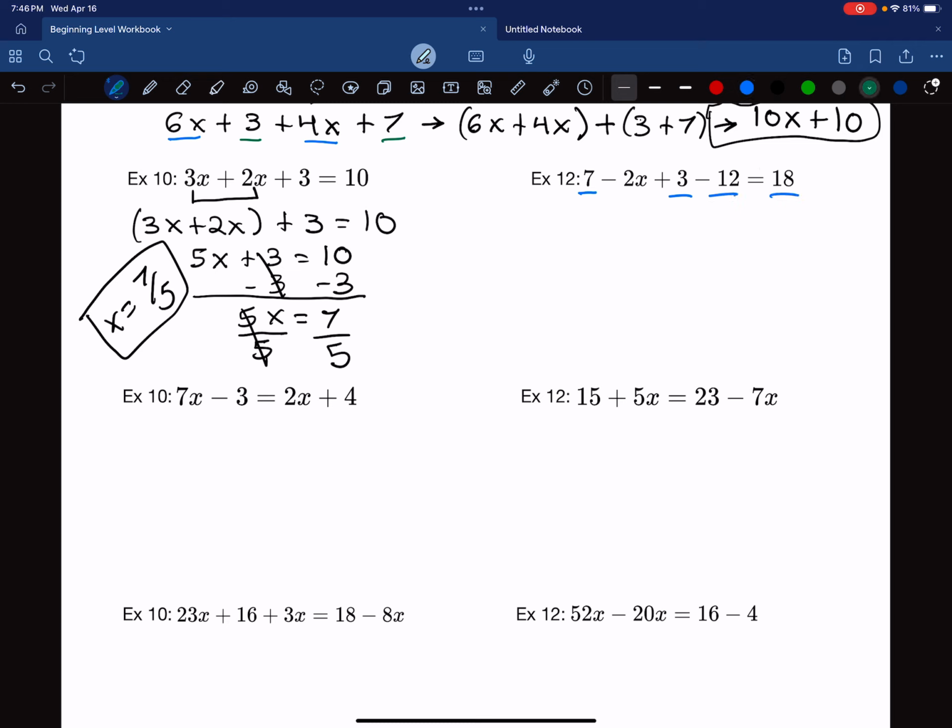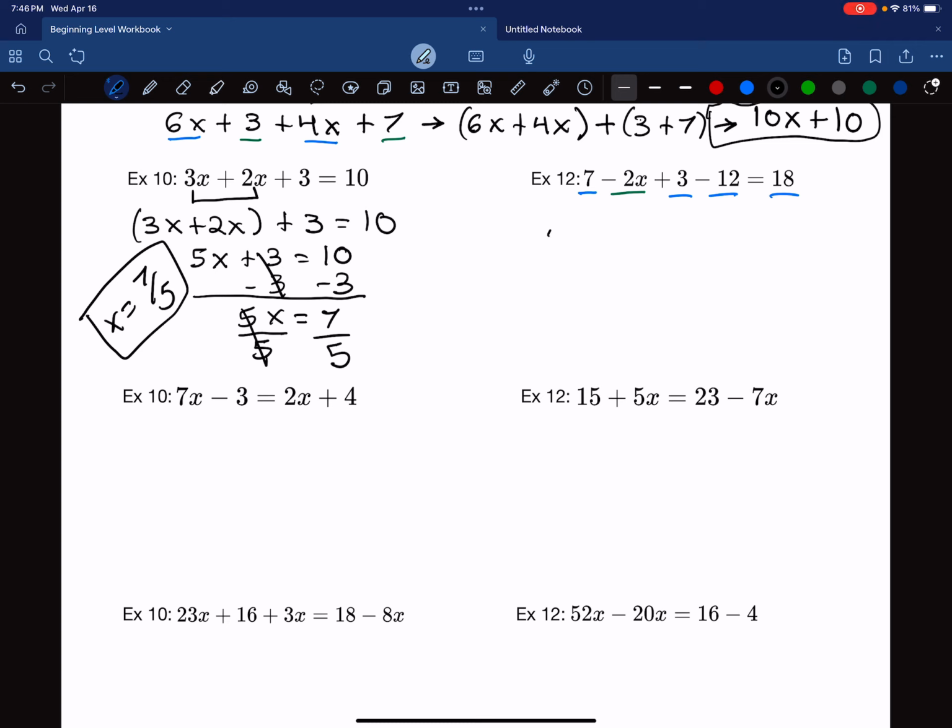And then our outlier, our only outlier, is this negative 2x. So we are going to want to combine the 7, 3, and negative 12. And just be careful, we don't want to combine this 18 because it's on the opposite side of the equation. So we are only worried about combining like terms on the same side of the equation.